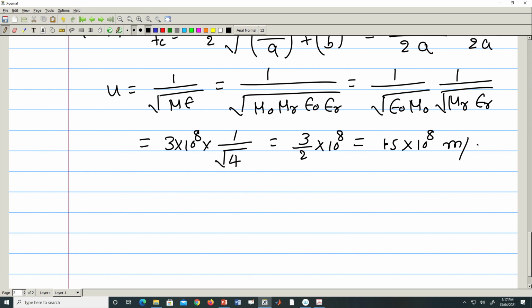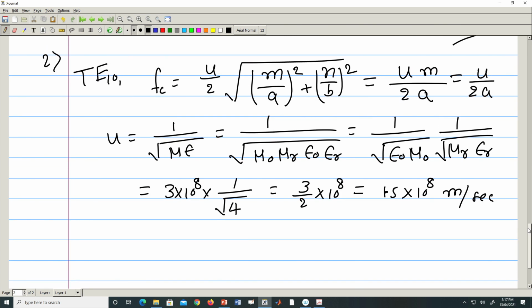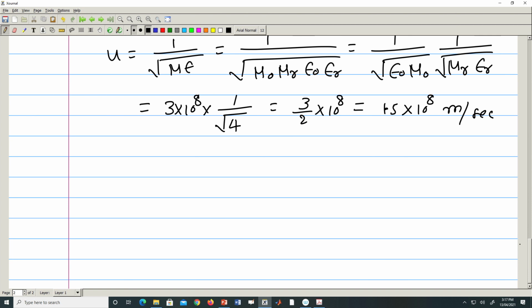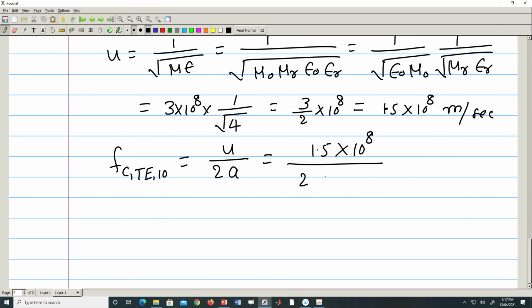So, Fc for TE10 will be u by 2a. So, u is 1.5 into 10 to the power 8 divided by 2 into a, which is 2.5. All the dimensions are the same, 2.5 centimeter, so we have to convert to meters. So, this will be Fc for the TE10 mode.